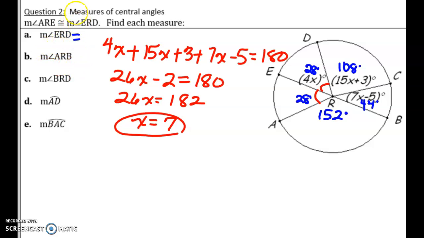All right, and this is ERD is 28 degrees. It looked like my phone number.